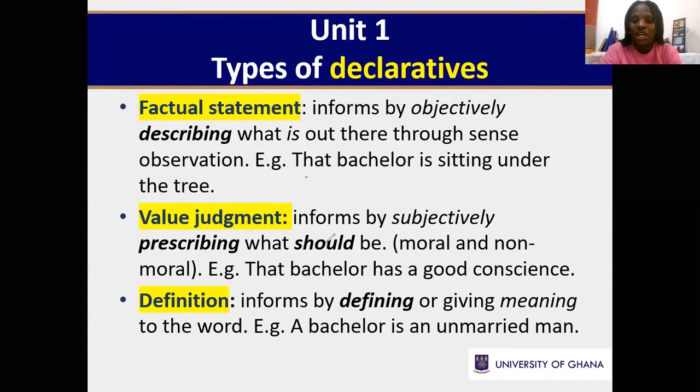That's why we see should. So it informs by subjectively prescribing what should be. Should be means you are seeing something there, but you don't think what is there should be. Should. So should is what you think should be there. You see how you distinguish the two. That's why a statement like she is a beautiful lady could be considered a value judgment because of the value term beauty being used there.